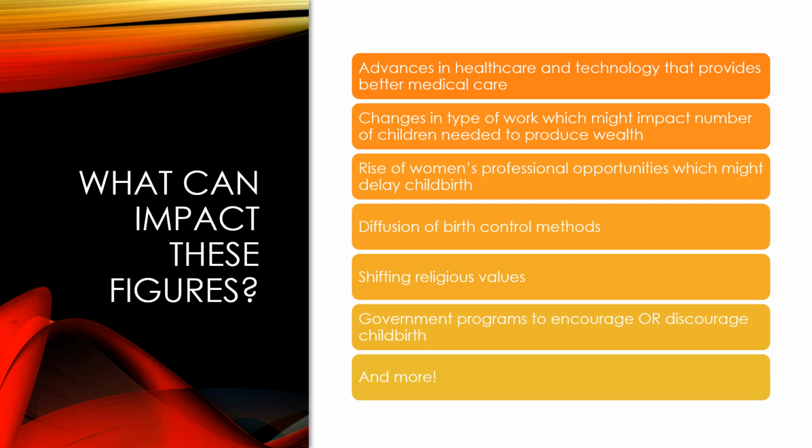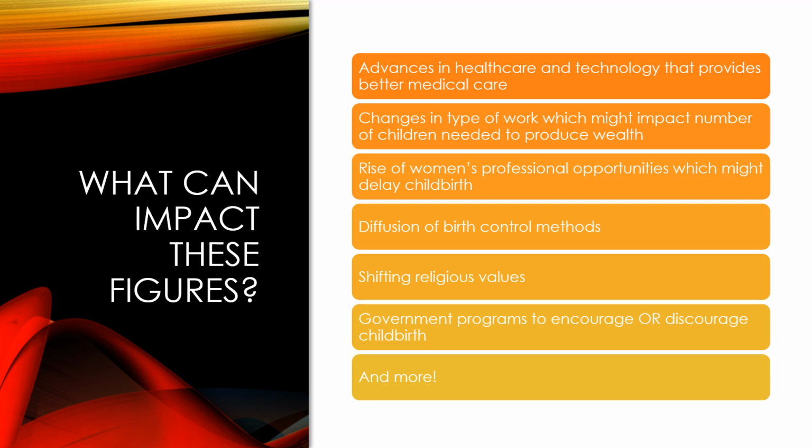So really, I talked about all this stuff, like what can impact all these figures: your access to healthcare and technology, the changes in the type of work that might impact the amount of kids you need. If you're getting more service-based jobs, you don't need those hands that you may need in agricultural areas. The rise of women's professional opportunities might delay childbirth. If women have that choice to go to college, they're going to delay that decision.